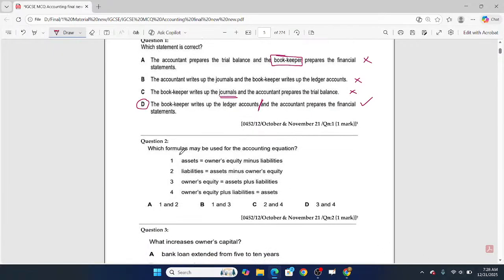Question number 2. Which formulas may be used for the accounting equation? Asset is equal to owner's equity minus liabilities. No, you have to add these two to get assets, so this is not the correct answer. Liability is equal to the assets minus owner's equity. This one is correct. Owner's equity is equal to asset plus liabilities. No, asset minus liabilities is the correct one, so it is also wrong. Owner's equity plus liability is equal to the asset, so this one also is correct. Second and fourth are both correct. In the choices, C is the correct one because it shows that 2 and 4 are correct, right?